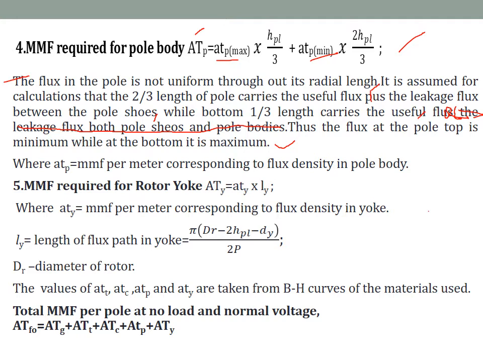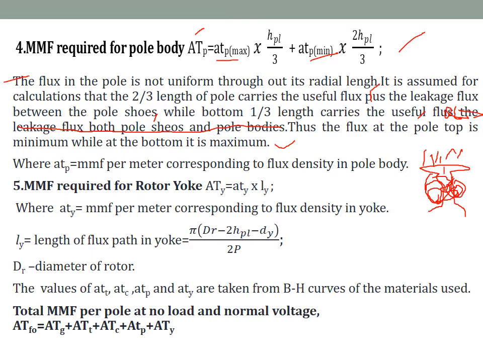Okay, this is the pole. Now this is the useful flux. Now here windings are there, so some leakage flux will be there here only. This is due to this winding. Understand? So here maximum flux will be occurring, here minimum flux will be occurring.